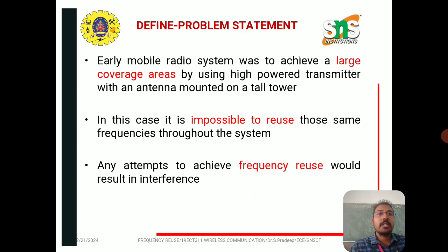The early mobile radio system aimed to achieve large coverage areas by using a high power transmitter with an antenna mounted on a tall tower. In this case, it is impossible to reuse those same frequencies throughout the system. If we use the same frequency throughout the system, interference occurs. Any attempts to achieve frequency reuse would result in interference.